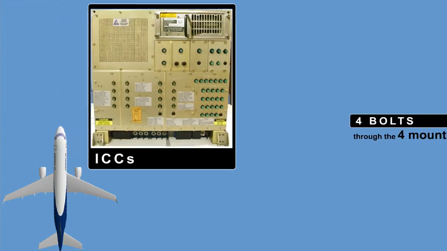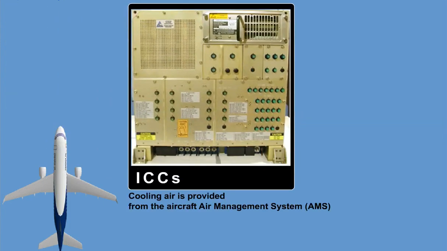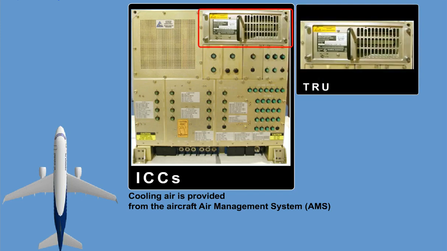The ICCs are mounted and bonded using 4 bolts through the 4 mounting feet. Cooling air is provided from the Aircraft Air Management System, AMS, and drawn through the TRU to ensure adequate heat dissipation.